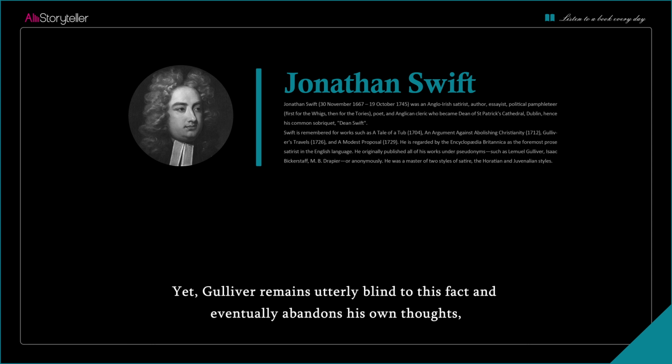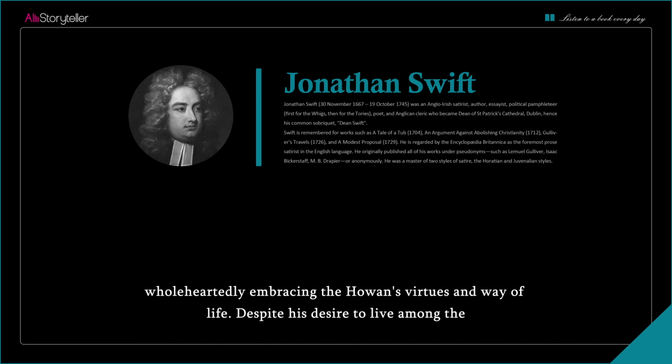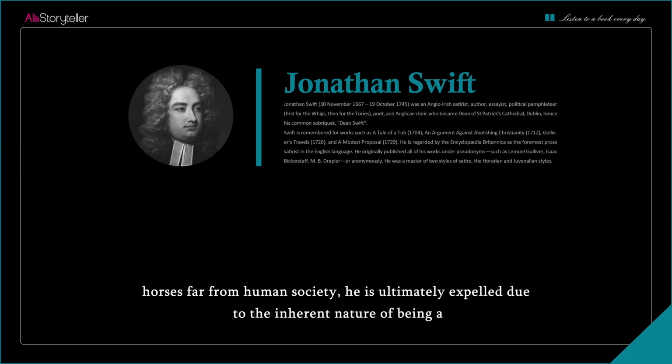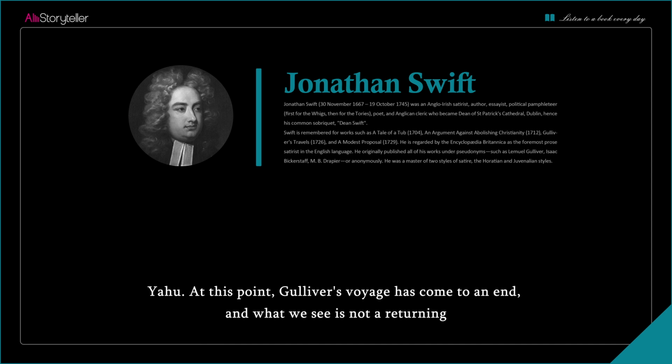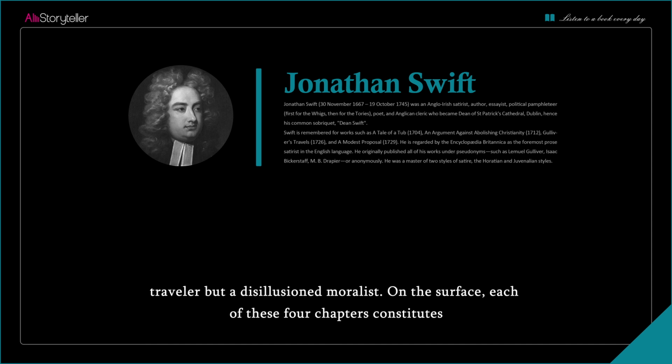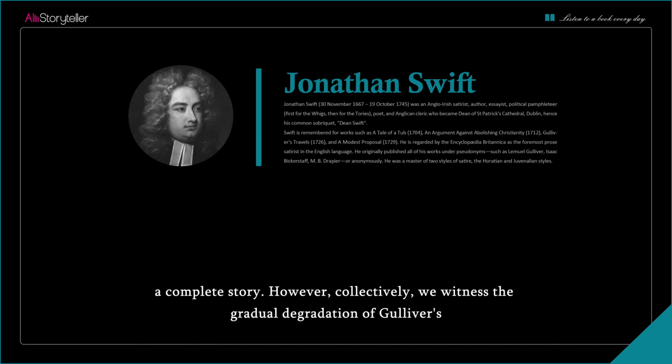Yet, Gulliver remains utterly blind to this fact and eventually abandons his own thoughts, wholeheartedly embracing the hound's virtues and way of life. Despite his desire to live among the horses, far from human society, he is ultimately expelled due to the inherent nature of being a yahoo. At this point, Gulliver's voyages come to an end, and what we see is not a returning traveler but a disillusioned moralist. On the surface, each of these 4 chapters constitutes a complete story.